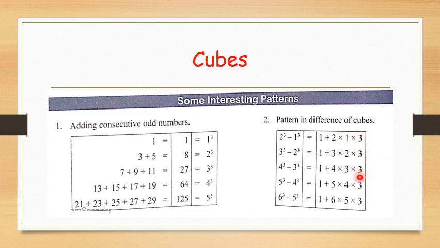Here 3 will always remain, here you will have 1, 2, 3, 4, and here 2, 3, 4, 5, 6, a continuity is formed. So this is a way we can write 4 cube minus 3 cube, 1 plus 4 into 3 into 3. 5 cube minus 4 cube, 1 plus 5 into 4 into 3. 6 cube minus 5 cube, 1 plus 6 into 5 into 3. 7 cube minus 6 cube, 1 plus 7 into 6 into 3. 8 cube minus 7 cube, then we have to write 1 plus 8 into 7 into 3. Okay, so this is one of the interesting facts you have seen and learned.